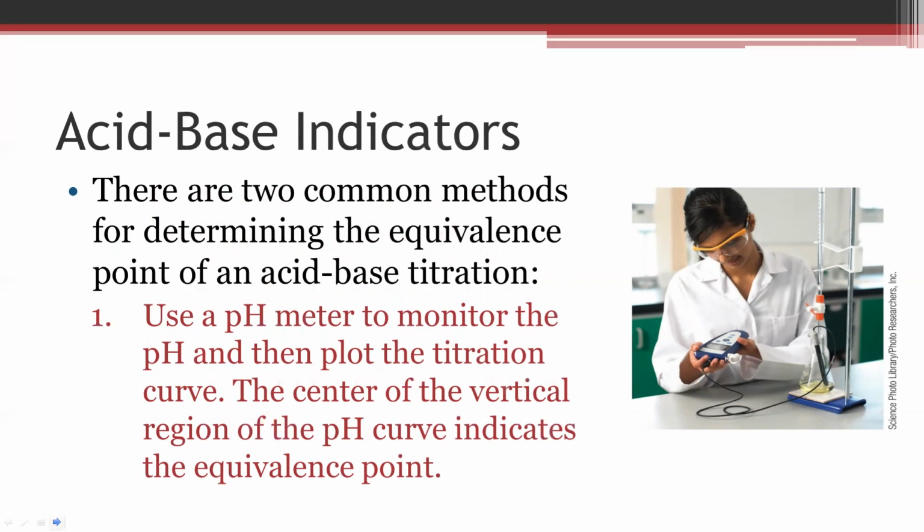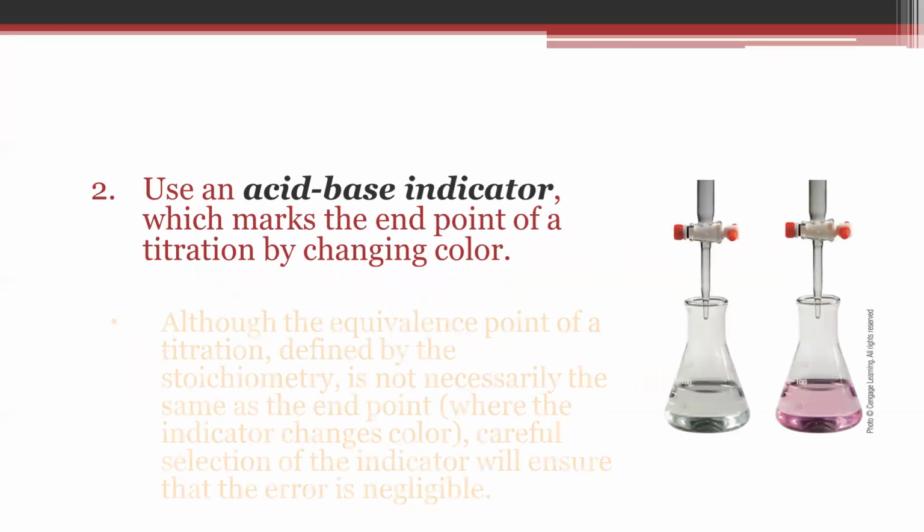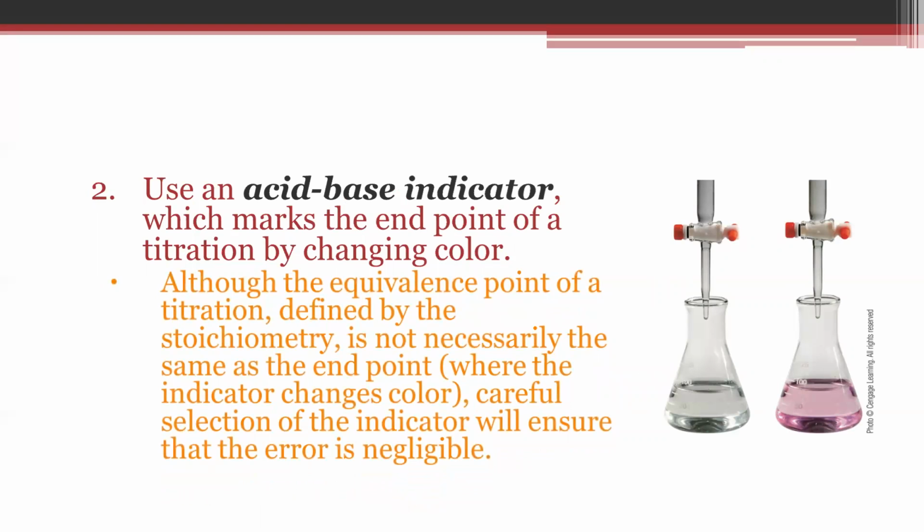point and we have this vertical region and all the things that you get along the lines of a pH curve. Okay. Well, if you don't have the pH meter, then you can use an acid-base indicator. Now, the acid-base indicator marks the end point of the titration by changing colors, not the equivalence point. It is past the equivalence point, okay?